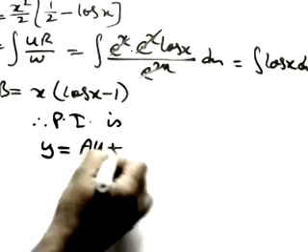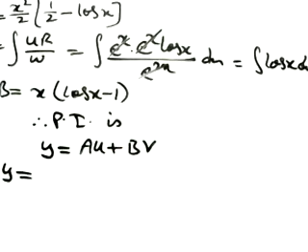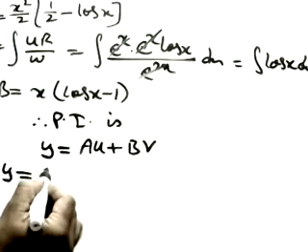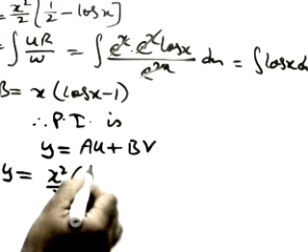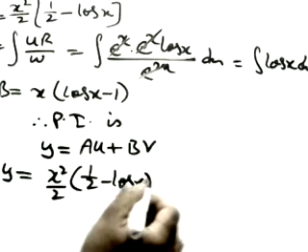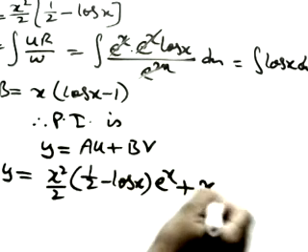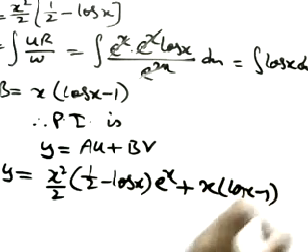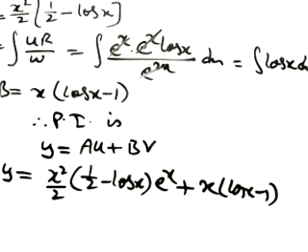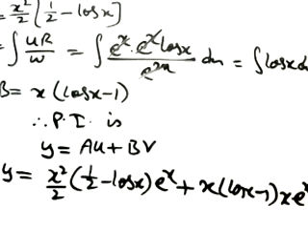y = a·u + b·v. Here we got the value of a: x²/2 × (1/2 − log x) into u. The value of u is e^x. And b we got as x(log x − 1) into v. The value of v is x·e^x.